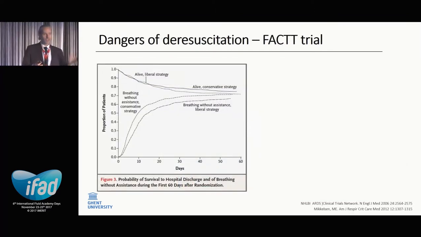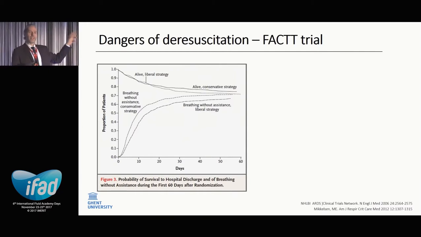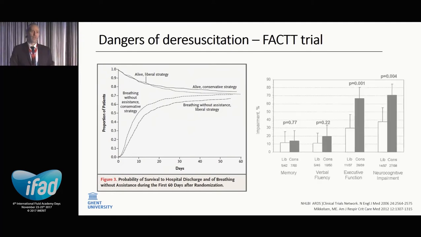There are some dangers, and just as a reminder that not all of the side effects are immediate. I'd like to remind you of this study, of course, the FACTT trial, looking at restrictive versus liberal fluid management in patients with acute lung injury. Not so much the primary data. Remember that there was a shorter duration of mechanical ventilation, but more worrying was actually the follow-up of these patients.